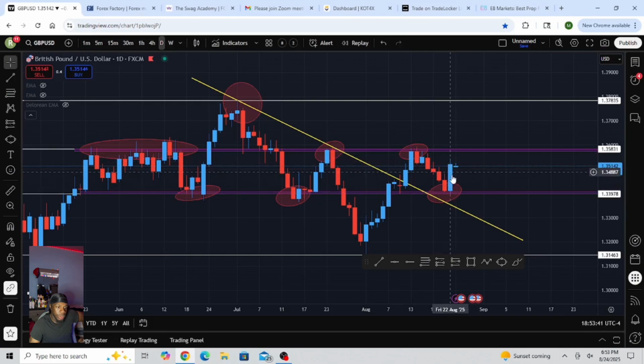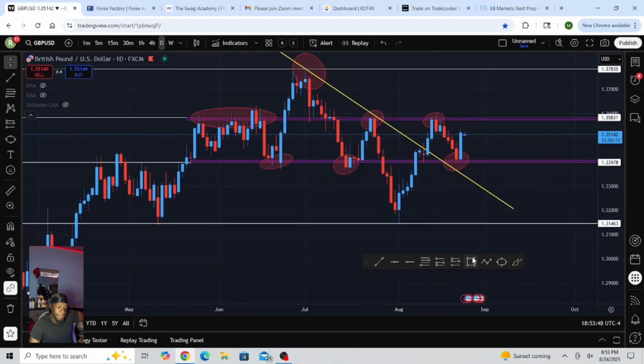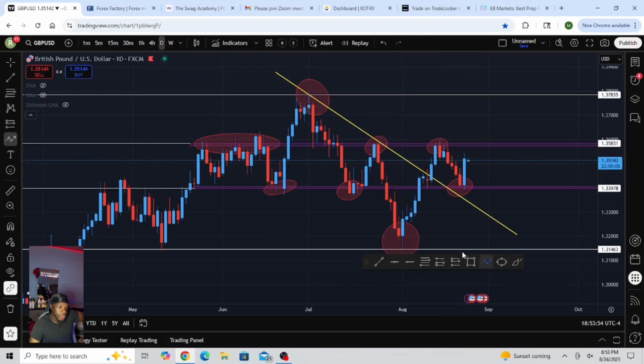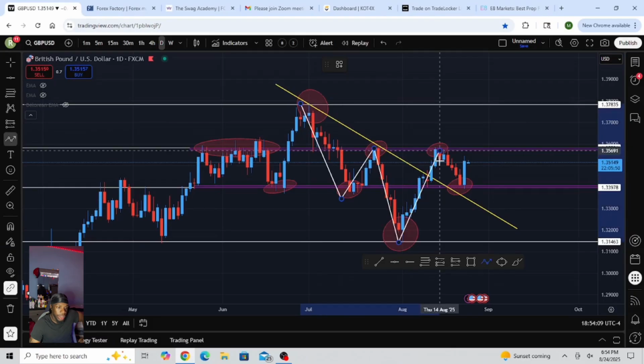Engulfing candle here. You can even see an inverted head and shoulders. So we kind of had the downtrend going. Left shoulder, head, right shoulder.